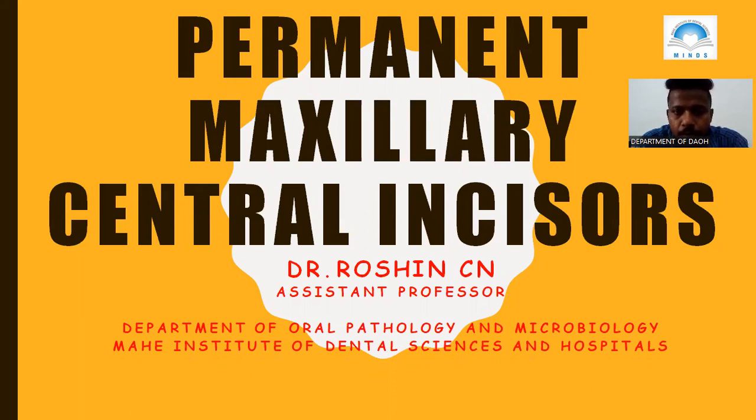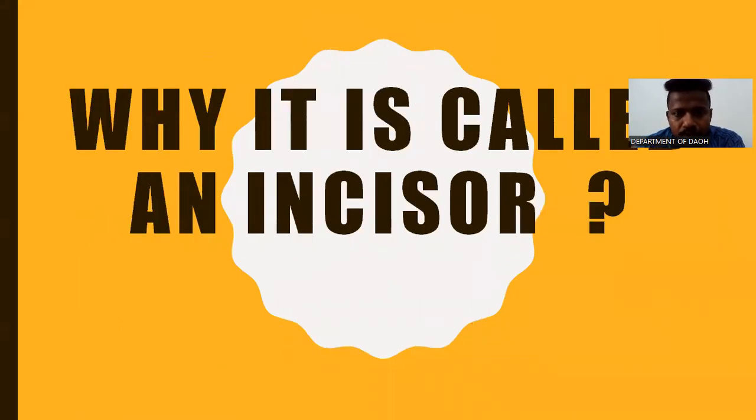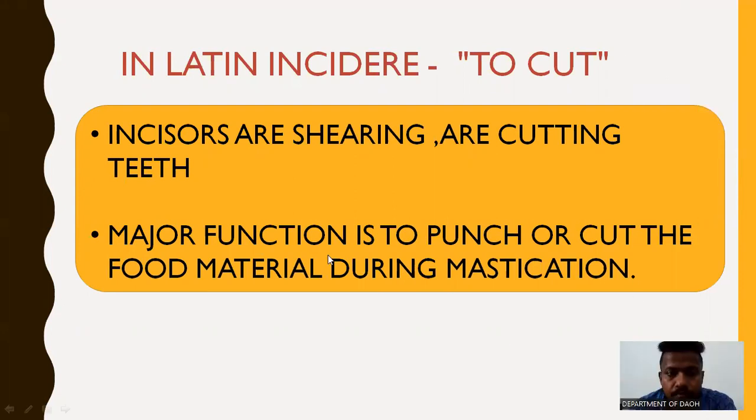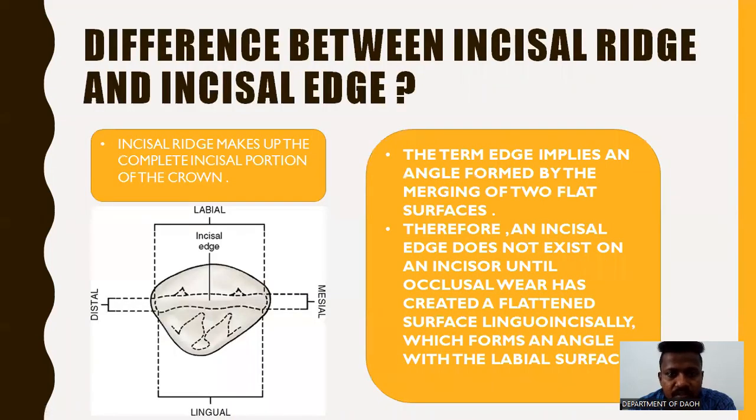Today, I will be discussing the dental anatomy of the permanent maxillary central incisor. So, why is it called an incisor? In Latin, incidere means to cut. The incisor is a shearing or cutting tooth, whose major function is to punch or cut the food material during mastication.